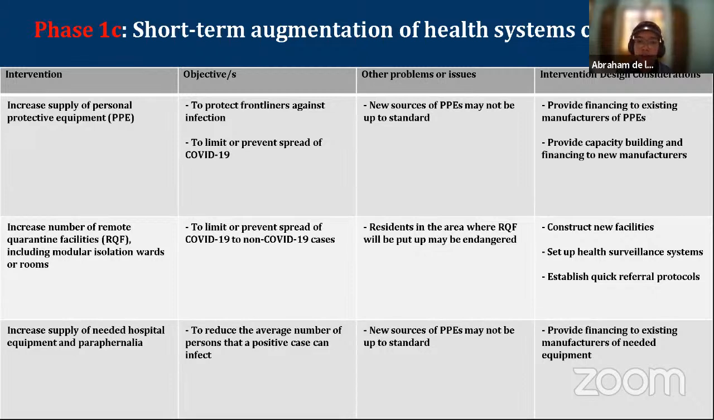So the first intervention under this phase is increased supply of personnel protective equipment or yung tinatawag na PPE. The objectives are to protect frontliners against infection and to prevent the spread of the virus. Next is increased number of remote quarantine facilities or RQF, including modular isolation rooms. The problem is that residents in the area where RQF will be set up may be endangered. Last intervention we have is increasing the supply of needed hospital equipment and paraphernalia, like gloves, masks, PPEs, oxygen tanks, etc.